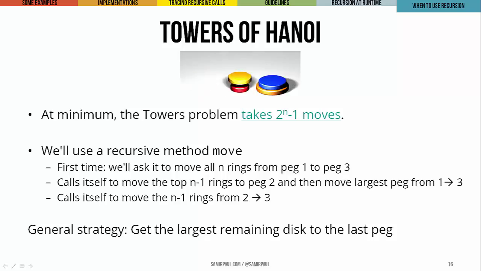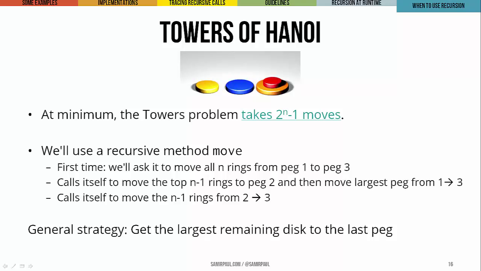Now, fortunately, with modern processing power, this problem is much more manageable, and we'll take a look at a recursive solution to this problem. We'll use a recursive method called move. The first time this method is called, we ask it to move all n rings from peg 1 to peg 3. That method goes on to call itself to move the top n minus 1 rings to peg 2, and then moves the largest ring, which it didn't move, from peg 1 to peg 3. And then finally, it calls itself one more time to move all of those n minus 1 rings that are currently on peg 2 to peg 3.